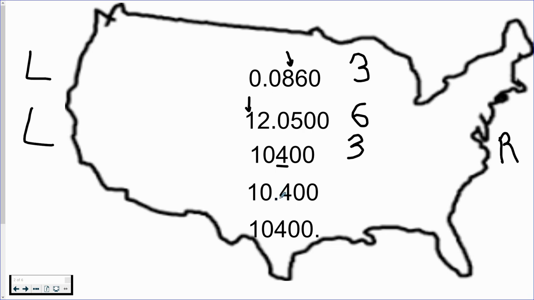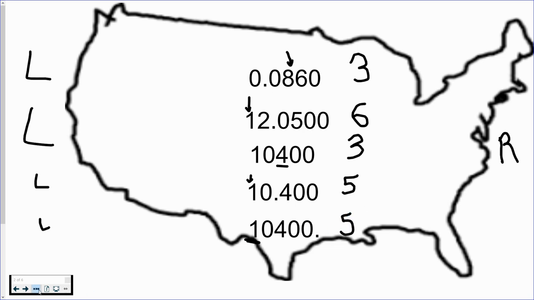Now, the next one, you can see that the decimal place is present. So we're going to, again, start on the left. The first non-zero is that 1 out front. And we're going to count from there on. 1, 2, 3, 4, and 5. Our last example also has a decimal point present. So we're going to also start on the left, starting at the 1. 1, 2, 3, 4, and 5.